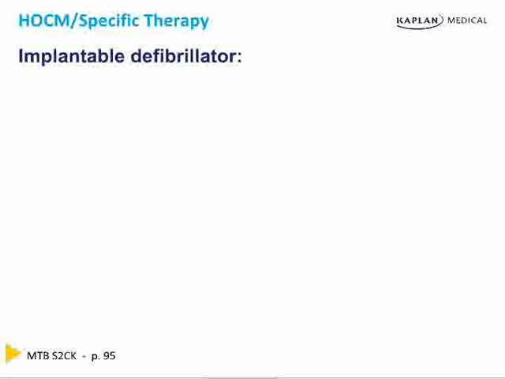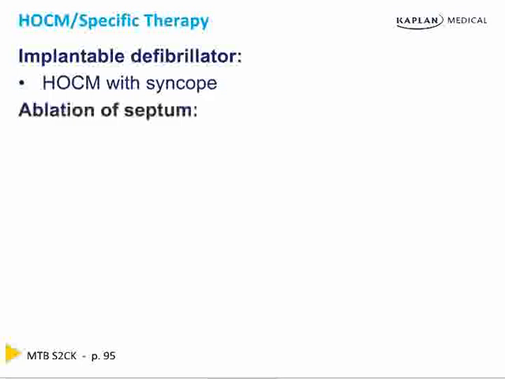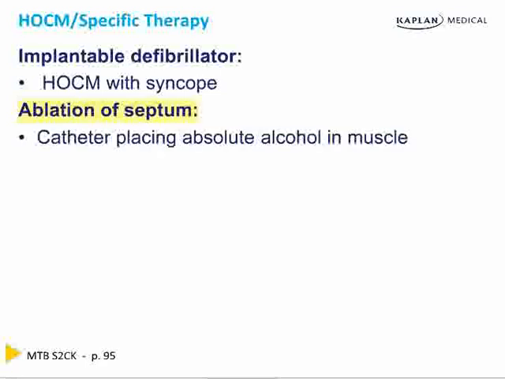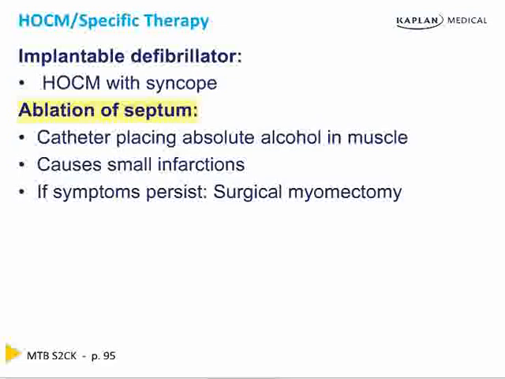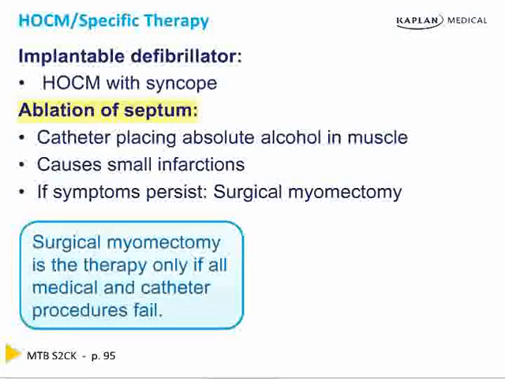The implantable defibrillator is for people who have the HOCM, the obstructive cardiomyopathy, and develop syncope. Beta blockers, syncope gets the implantable defibrillator. Well, what would you do next if they continue to have symptoms? Then the next best step in the therapy is ablation. Cut it out? Cutting it out is very difficult. Let's try a catheter in there first. Catheter to ablate the septum. Put absolute alcohol in the septum. Put little microinfarctions, basically just kill off little parts of it so it gets smaller. And then if the symptoms persist, you'll do a surgical myomectomy. But surgical myomectomy is definitely only when the other procedures fail.